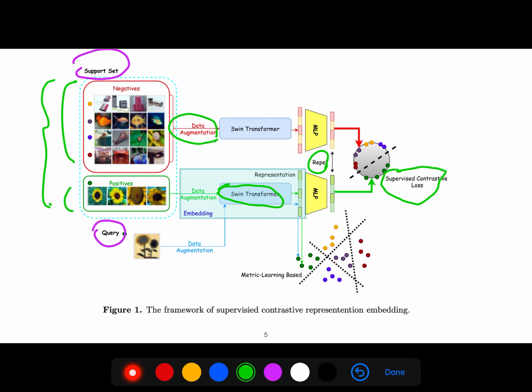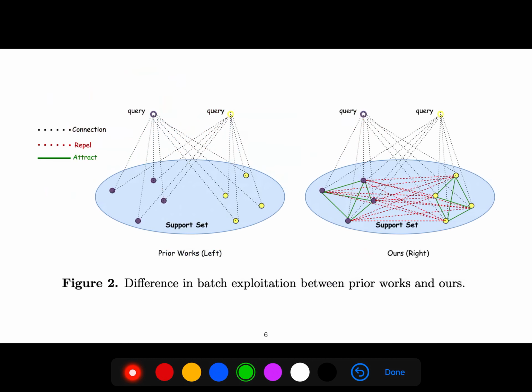And here we also have metric-based learning, and so this is the difference in batch exploitation between prior work and this present work. As you see, we care about the relation. For example, these are positive pairs and negative pairs. We care about whether they repel or attract each other, in contrast to previous works that just ignore the relationship. They just ignore contrastive learning.